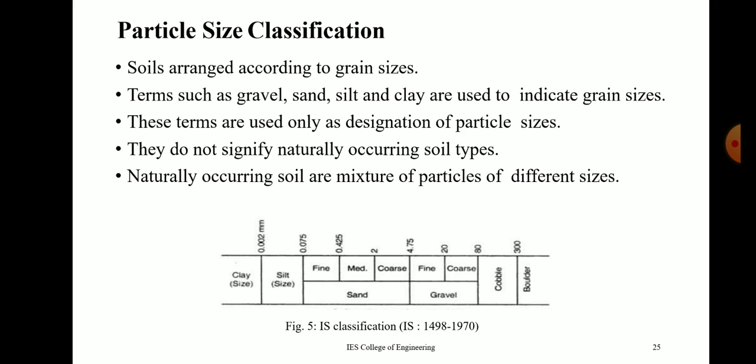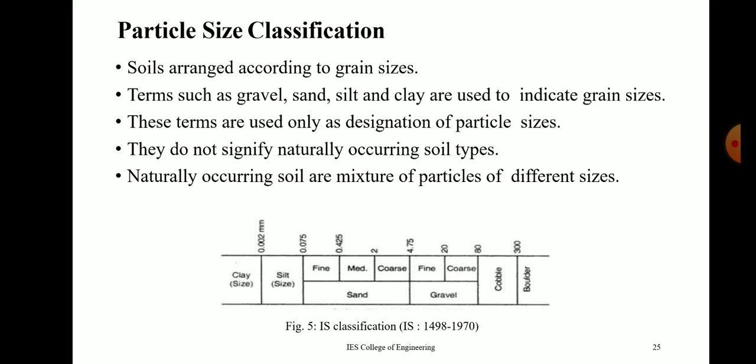Particle size classification. In this classification, soils are arranged according to grain sizes. Terms such as gravel, sand, silt and clay are used to indicate grain sizes. These terms are used only as designation of particle sizes. They do not signify naturally occurring soil types. Naturally occurring soils are mixtures of particles of different sizes.